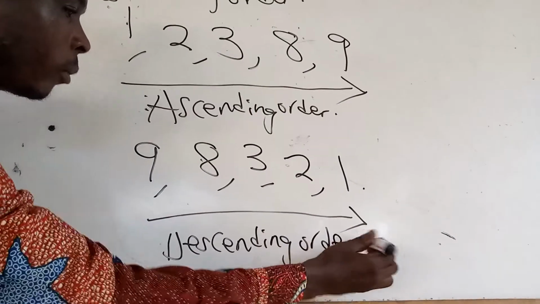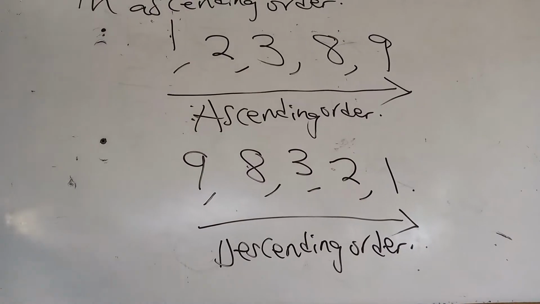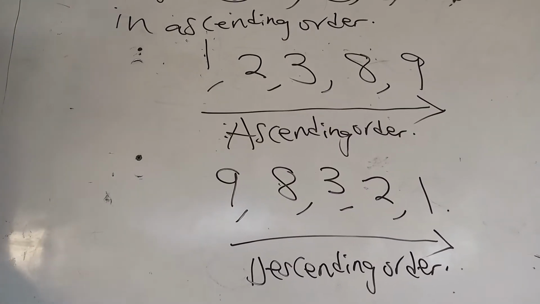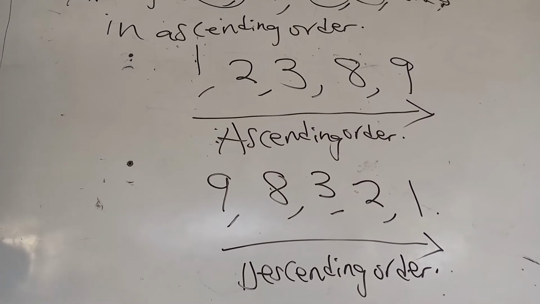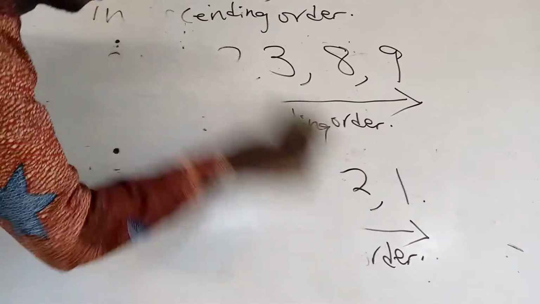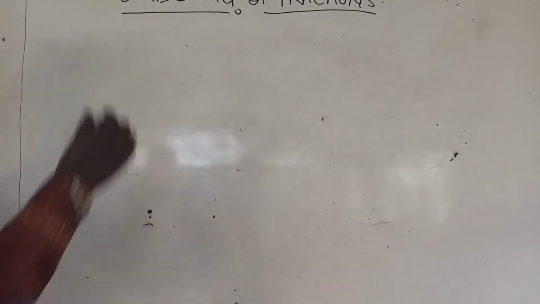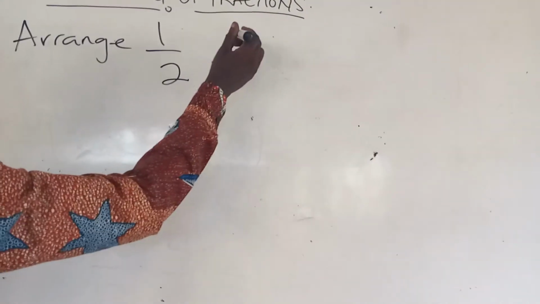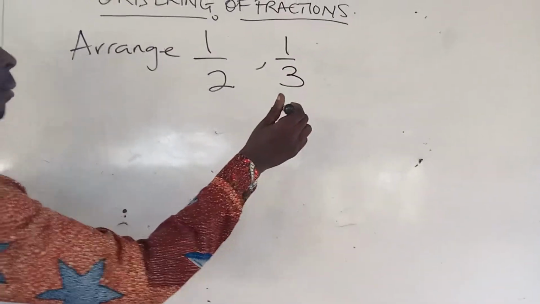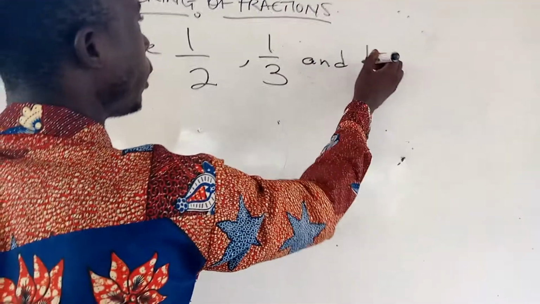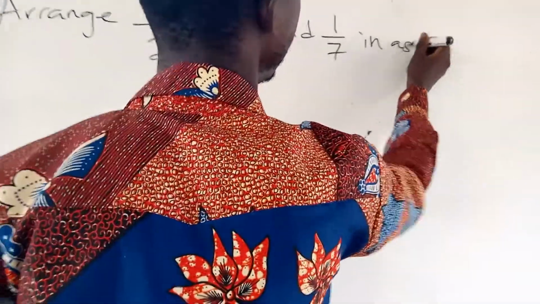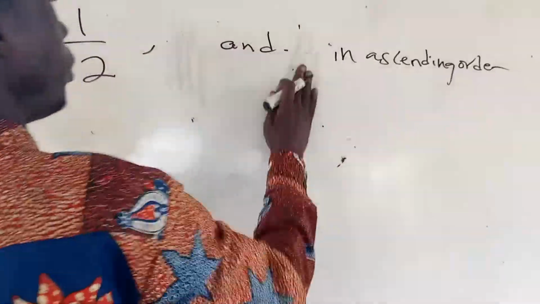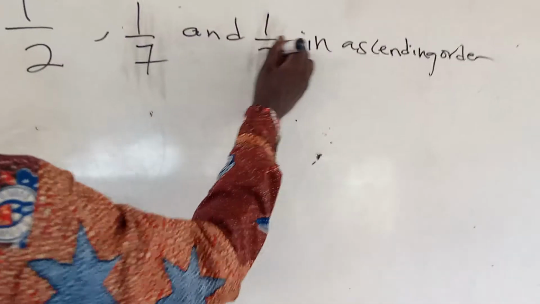So we now want to move on to fractions. How do we order fractions using ascending or descending order? Let's take this example. Arrange 1 over 2, 1 over 3, and 1 over 7 in ascending order. Let me change this one: 1 over 7 and 1 over 3.